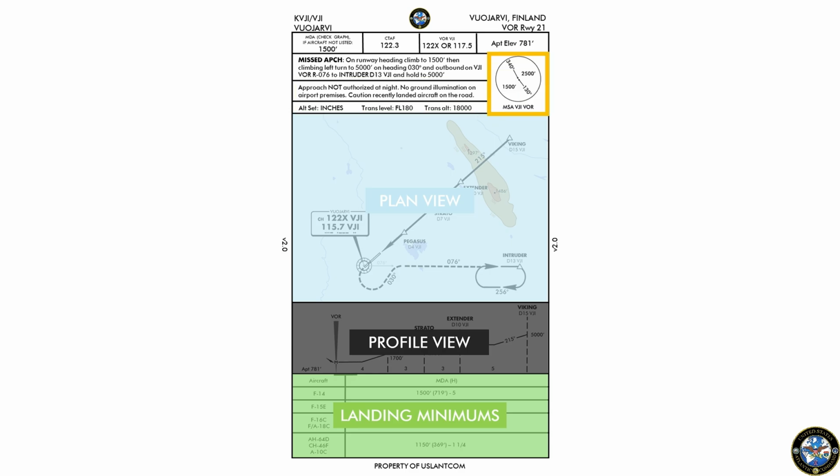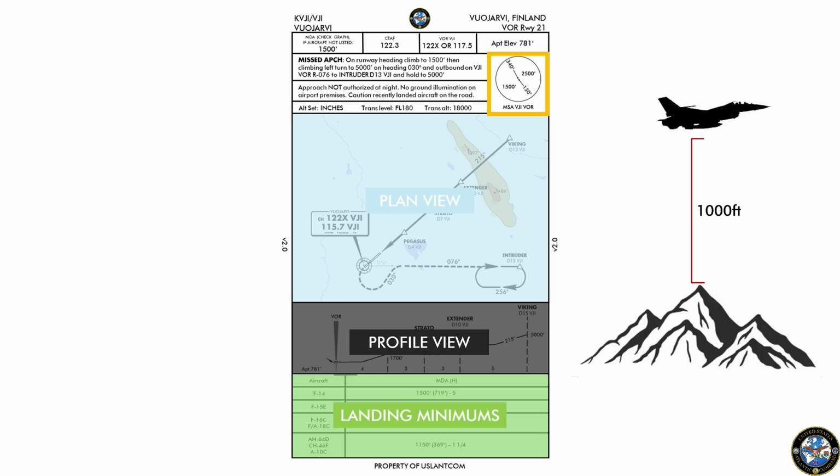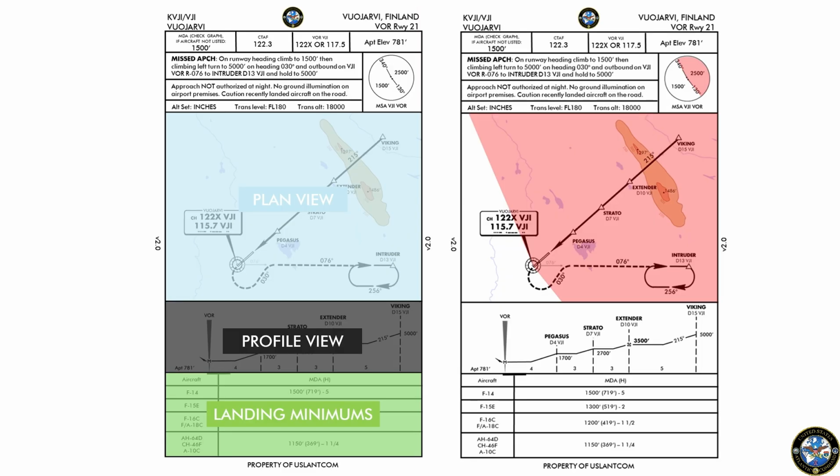This is the minimum safe altitude section that denotes the minimum altitude at which it is safe to fly within 25 nautical miles of the Vuojari VOR. This gives us at least 1,000 feet of clearance from any obstacles between the designated radials. So here we can see the 340 and the 130 radial on the northeast side of the Vuojari VOR. Our MSA is 2,500 feet. The southeast side of the MSA is 1,500 feet where the ground elevation is lower.